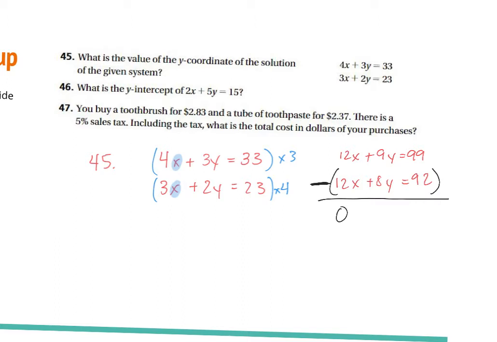Okay. What's next? Plus y. Beautiful. So, what's y? Awesome. Y is 7. Now, it only asks for the y coordinate of the solution of the given system. So once we found y equals 7, we're done.